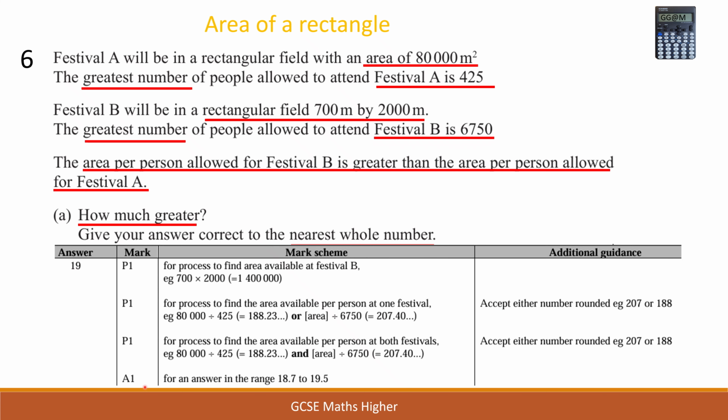There are 4 marks here. The answer was 19. This P1 is a process mark, which means going through these processes here and then getting through to your answer will give you the marks. So you must show your method on these questions here, and the answer was 19 rounded to the nearest whole number.